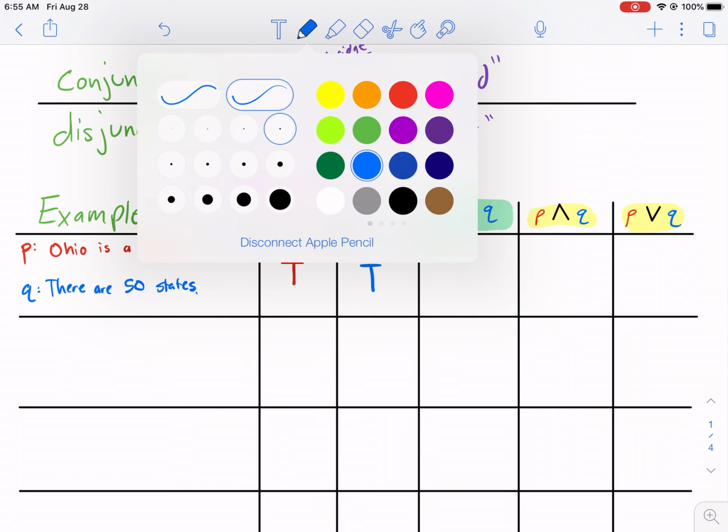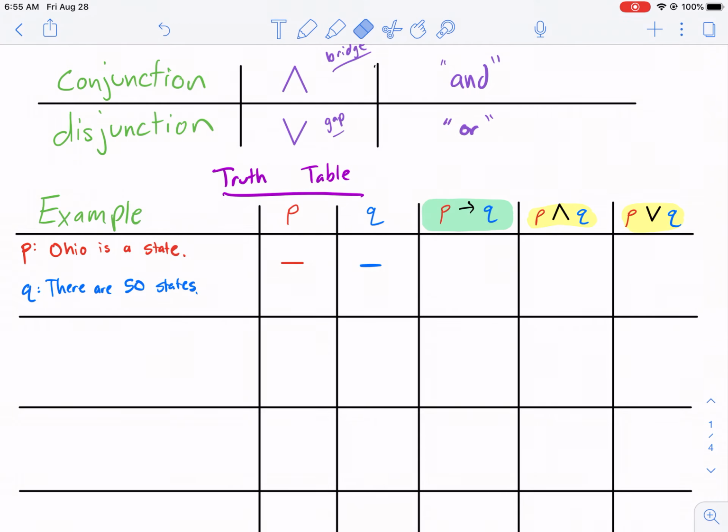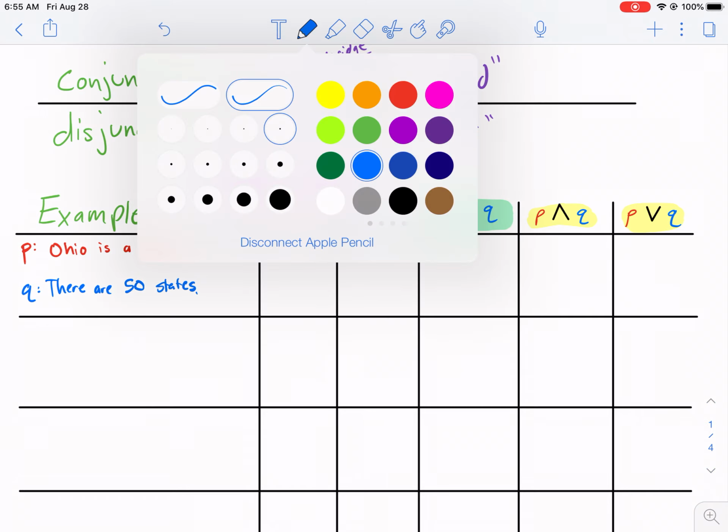Sorry for that hold up. I kind of want to use purple instead of the colors. Okay, let's go back to this.